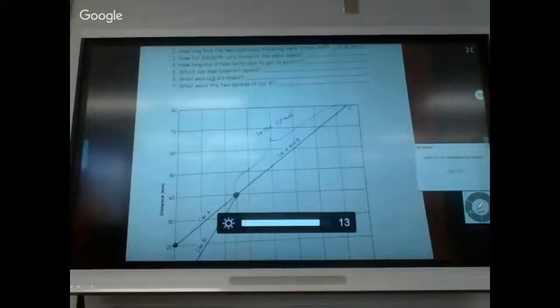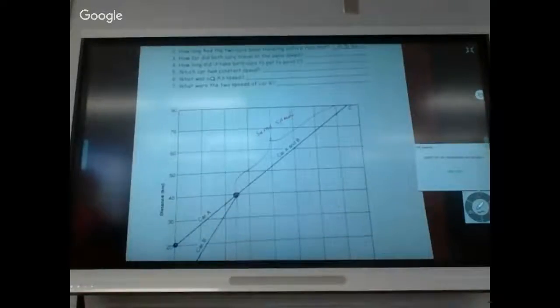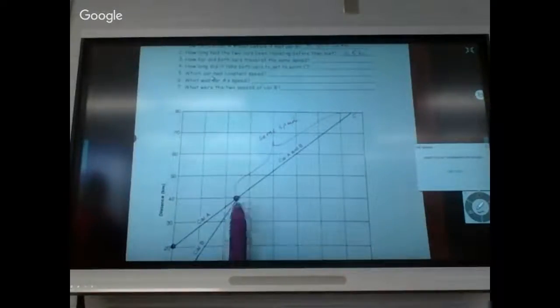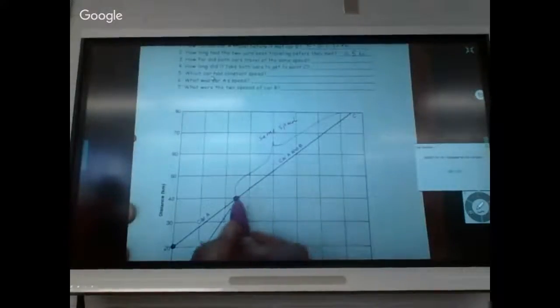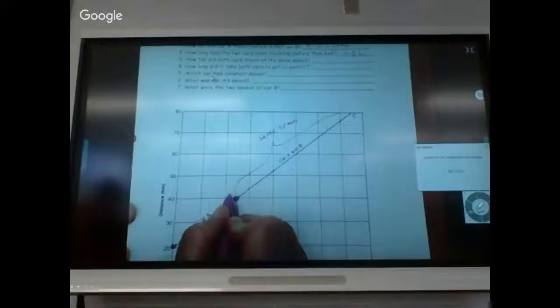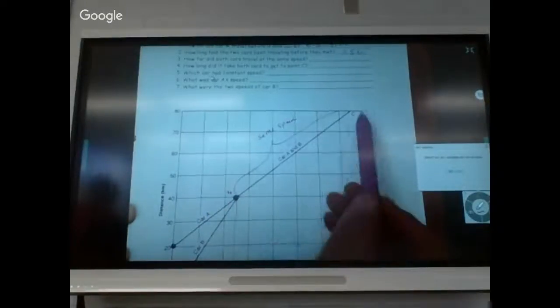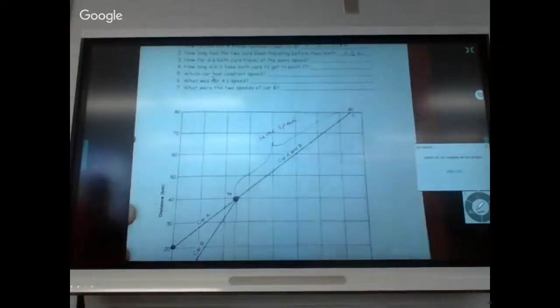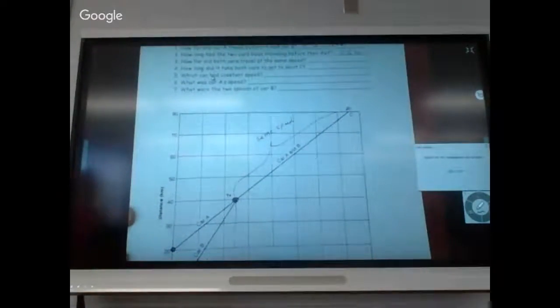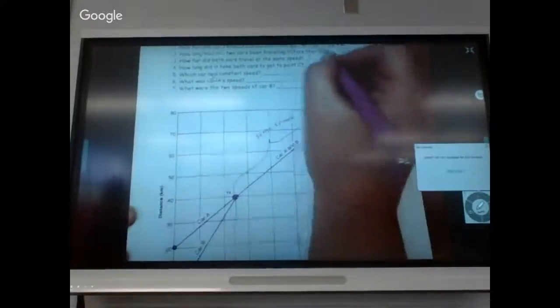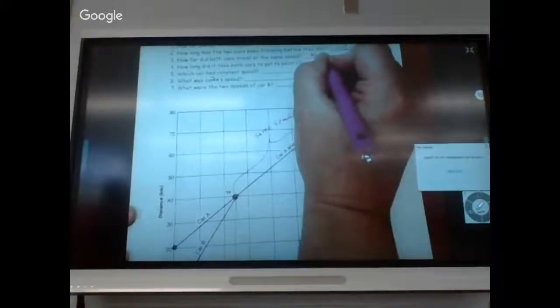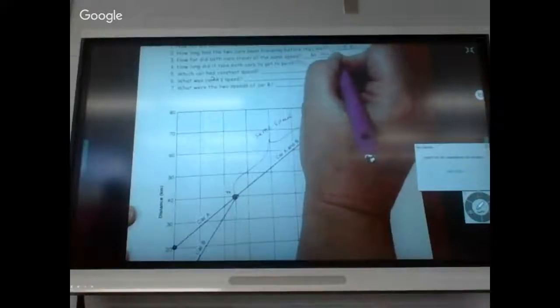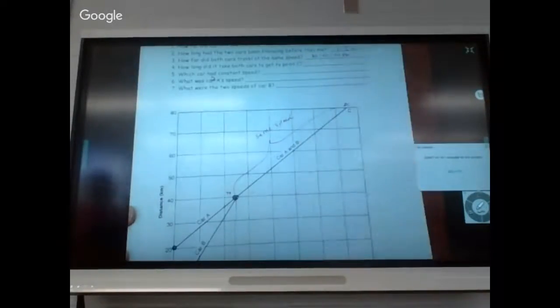So, how far did they travel at the same speed? Well, where is this point at right here? What's the distance at that point? Okay, so that's 40. All right, and what distance is that at? All right, so how do I find the distance they traveled at the same speed? Subtract. Okay, so we say 80 minus 40 is 40 kilometers.